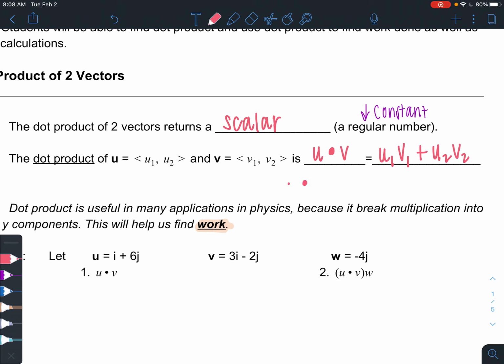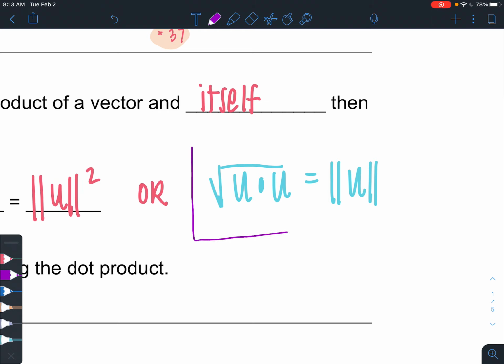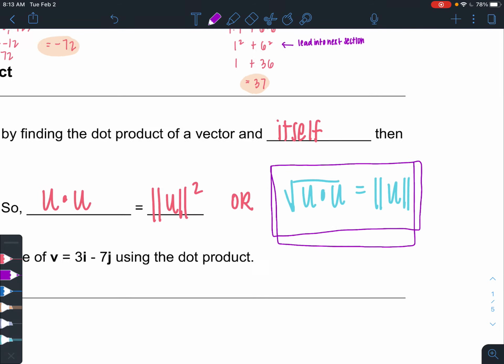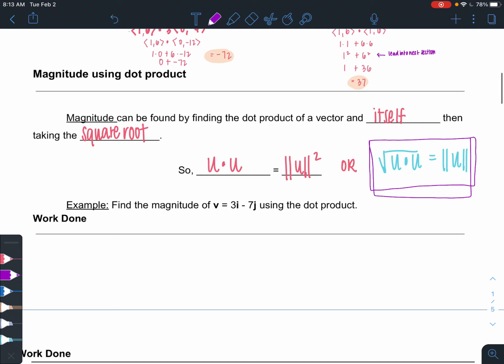Okay, so we can find the magnitude using the dot product. So if we take the dot product of a vector with itself and take the square root, we can find the magnitude. So here we have u dot u equals the magnitude of u squared, or we've got the square root of u dot u equals the magnitude of u, and we'll really just use this one right here.